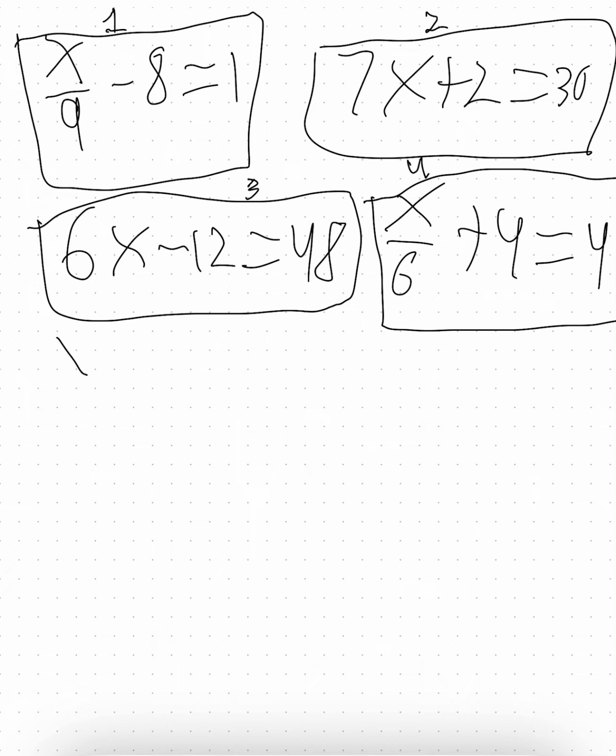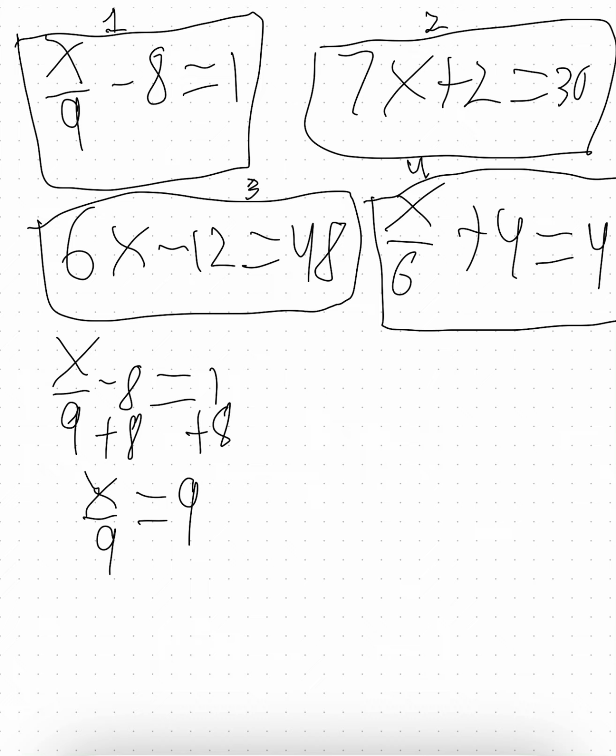Let's look at this first one. X over 9 minus 8 equals 1. How do we do that? Well, we have to undo subtracting by adding. Remember our PEMDAS rule? We have to inverse the order of operations. We have to do this adding and subtracting first to make it easy. So let's add 8 to both sides. X over 9 is equal to 9.